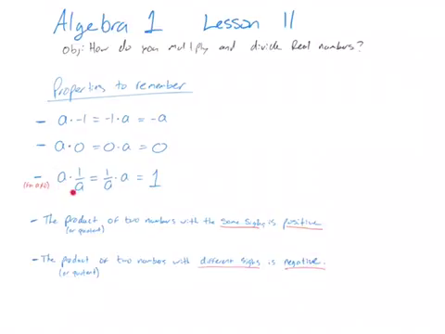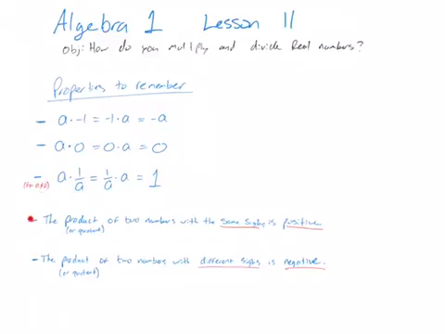And this is the inverse property of multiplication. A times 1 over a, or something like 2 times 1/2. Same thing, 1/2 times 2 will just give you 1. The only exception, of course, is if that a is 0, because we can't divide by 0. So that's the only exception to that rule.